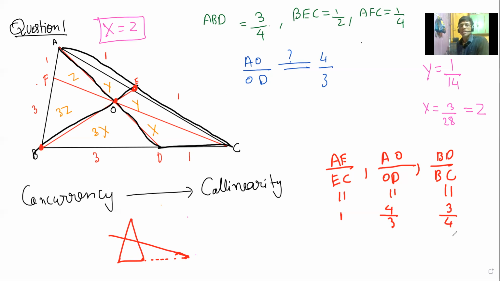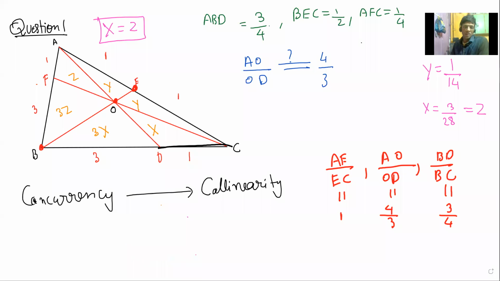So do you again see something interesting? The multiplication is once again 1. Now, is this a coincidence? The three lines are concurrent at a point, and these three points are collinear. Is it a coincidence that the product is again 1? So let us try to see this in a different context and see if it's a coincidence or not.